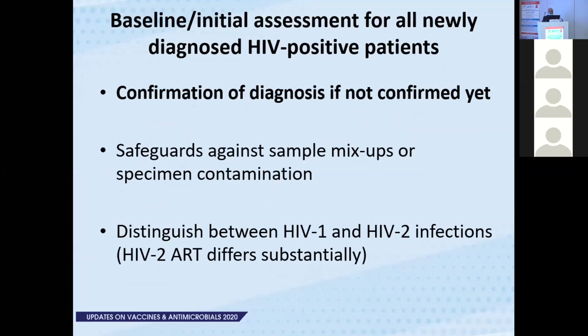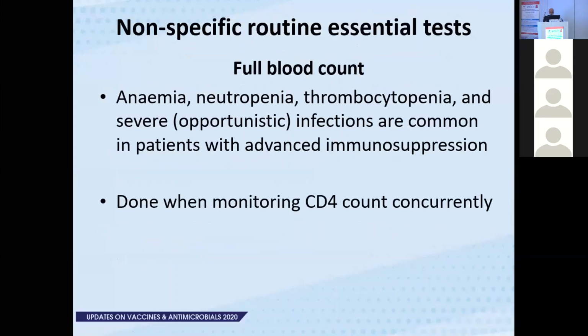recommendations. The first thing to do, if an HIV patient comes to your clinic and the diagnosis is not confirmed, is to confirm the diagnosis. This will safeguard against sample mix-up or contamination, and it will distinguish between HIV-1 and HIV-2, because the treatment of HIV-2 is substantially different from that of HIV-1.